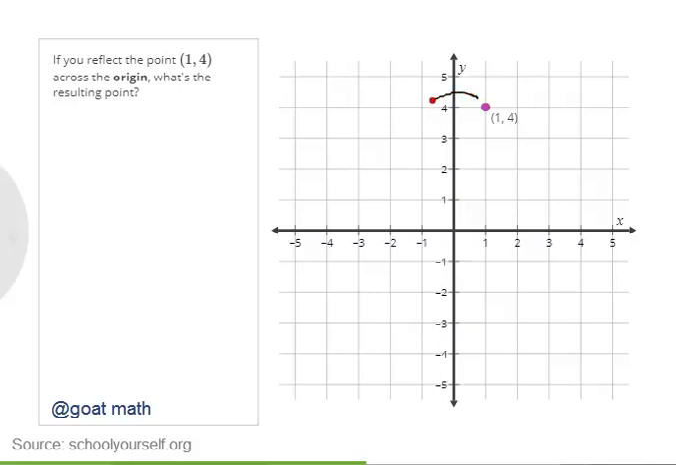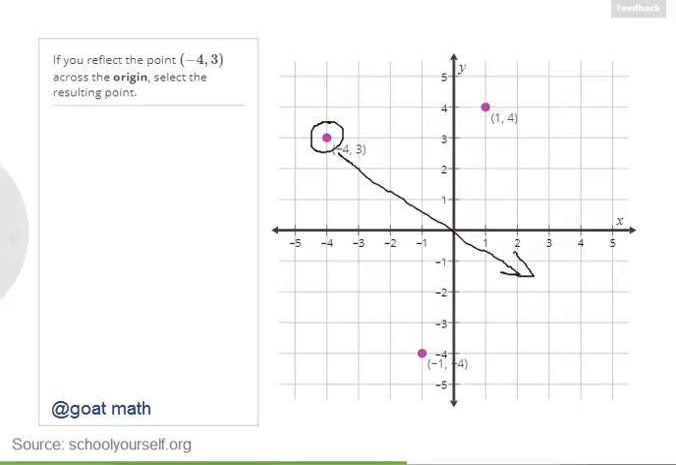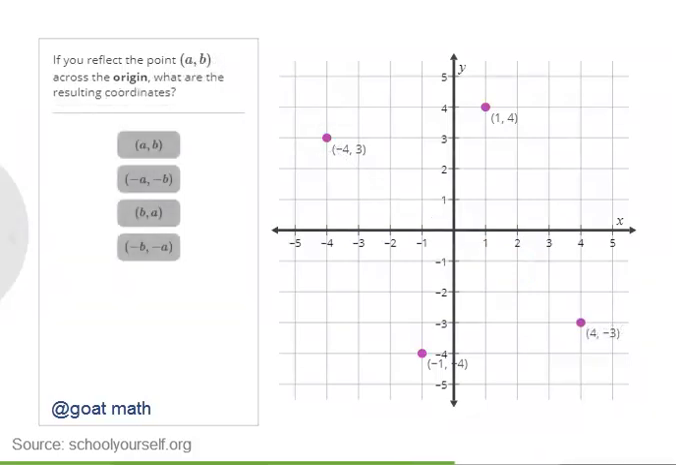Now, in addition to reflecting across lines, you can also reflect across points. For example, you can reflect 1, 4 across the origin, which is the point 0, 0. After that reflection, we wind up over here at -1, -4. So next, try reflecting the point -4, 3 across the origin. Select the resulting point. Nicely done! So reflecting -4, 3 across the origin, you wind up at 4, -3.